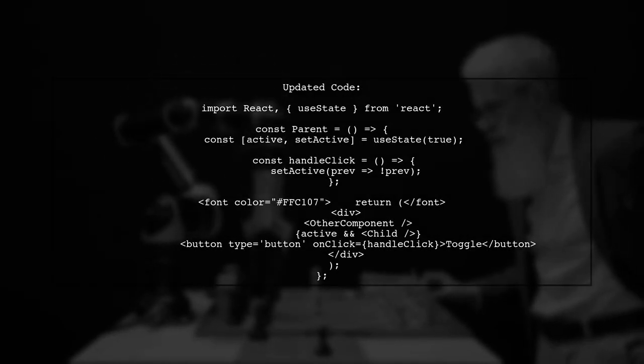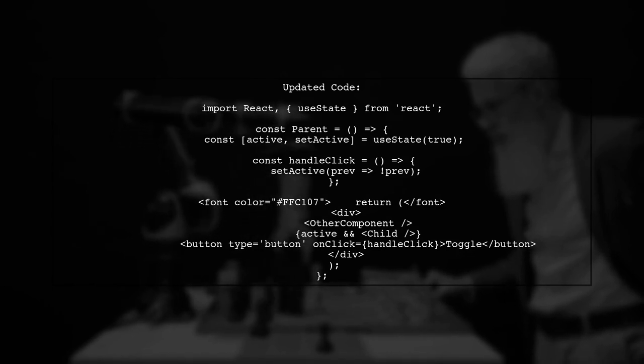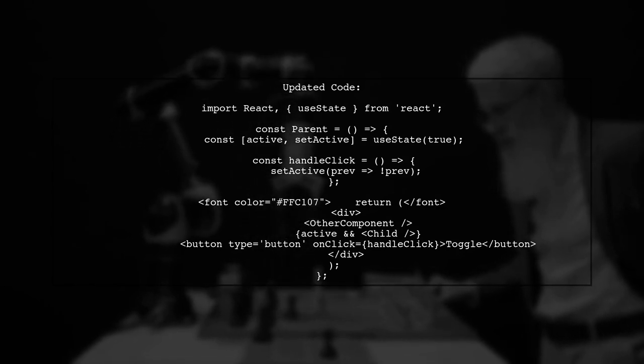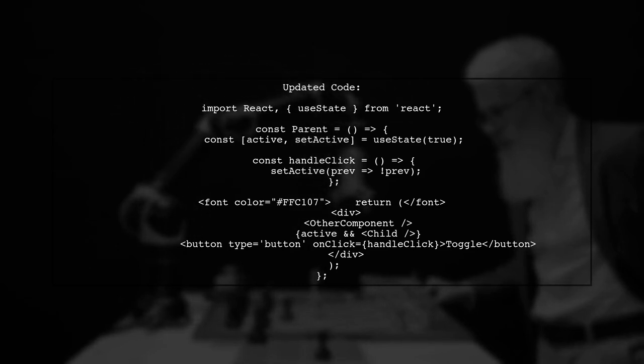Finally, let's see the complete updated code. The parent component will now correctly show or hide the child component based on the button click.